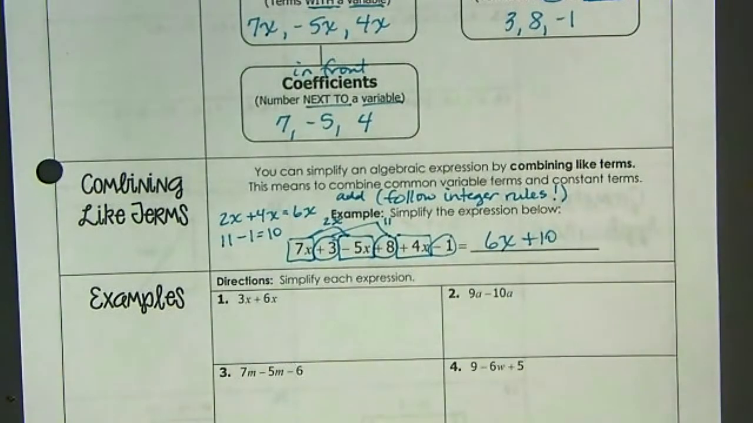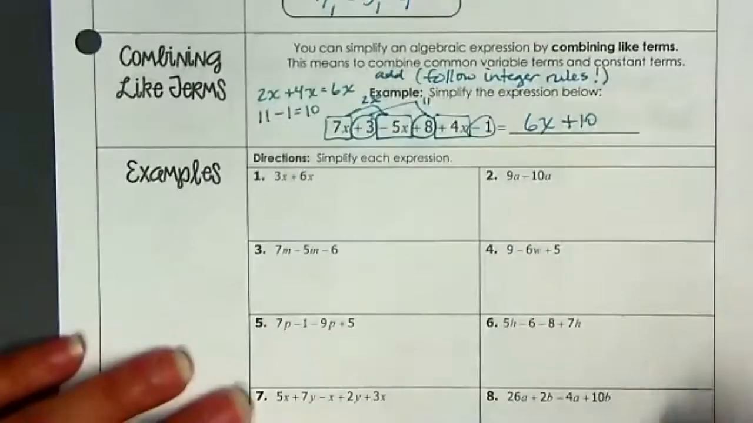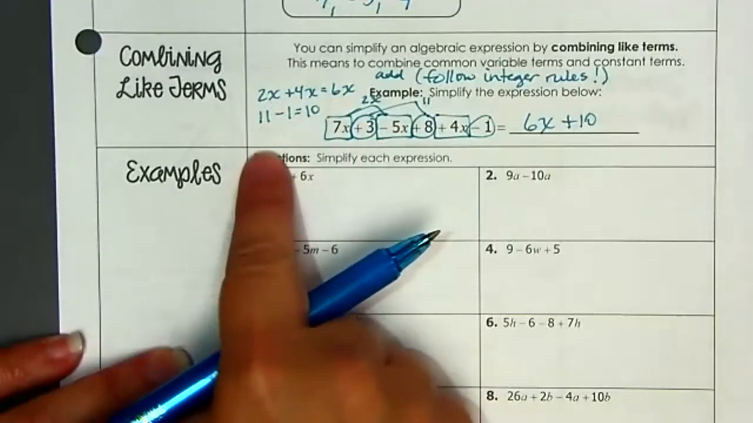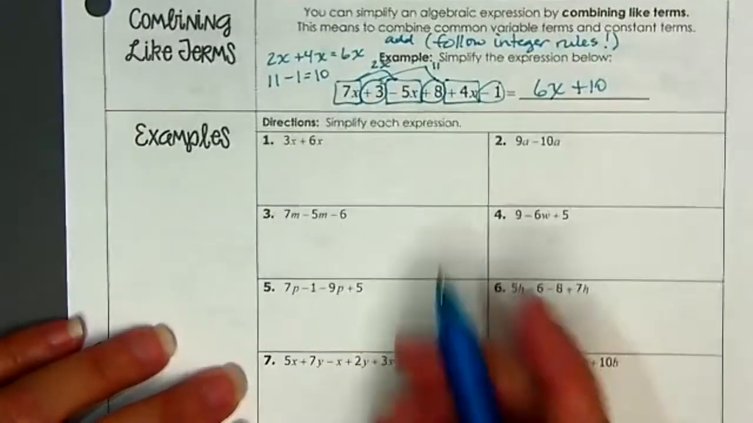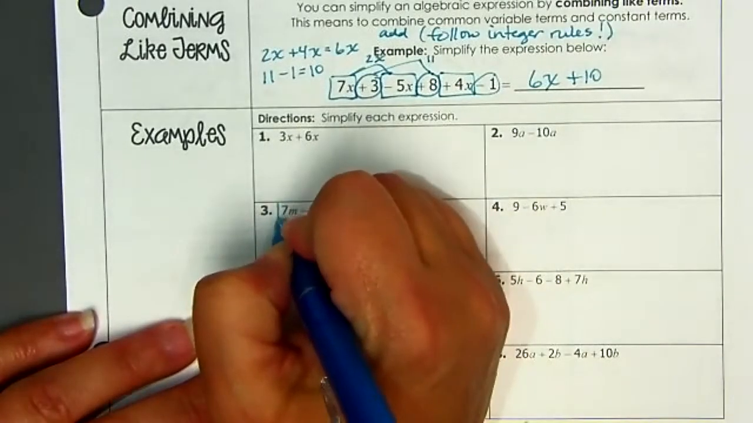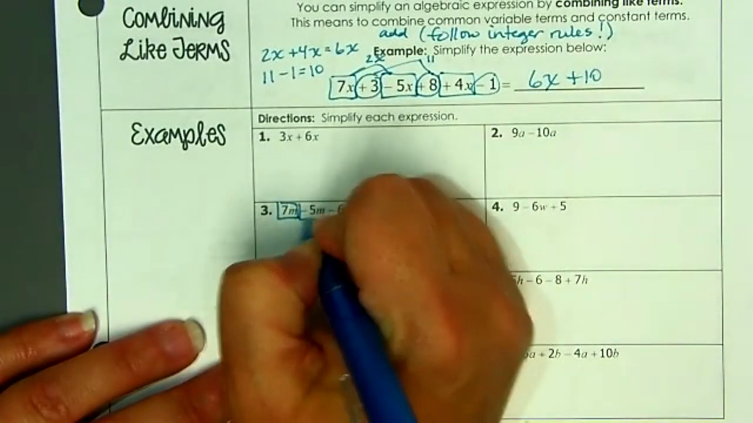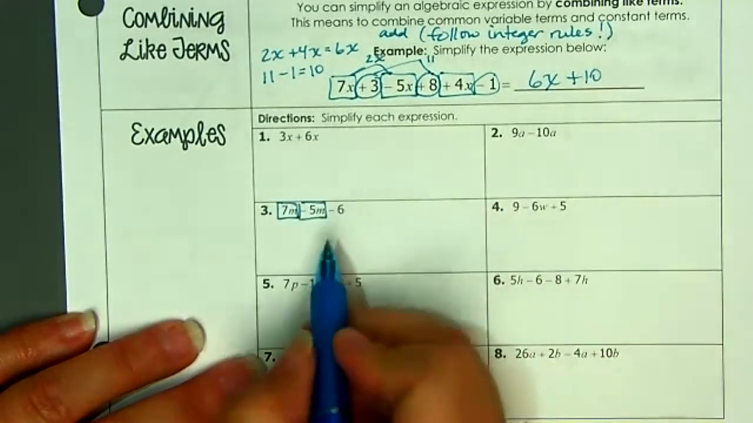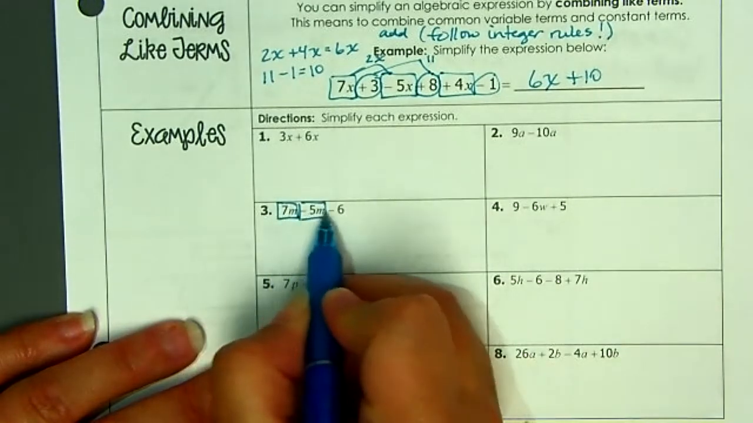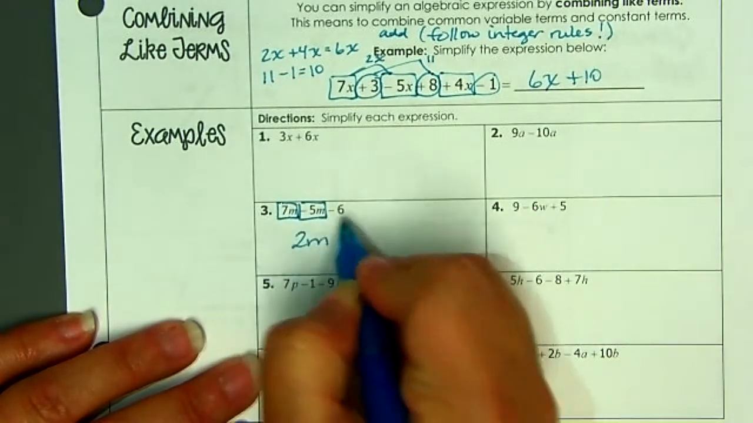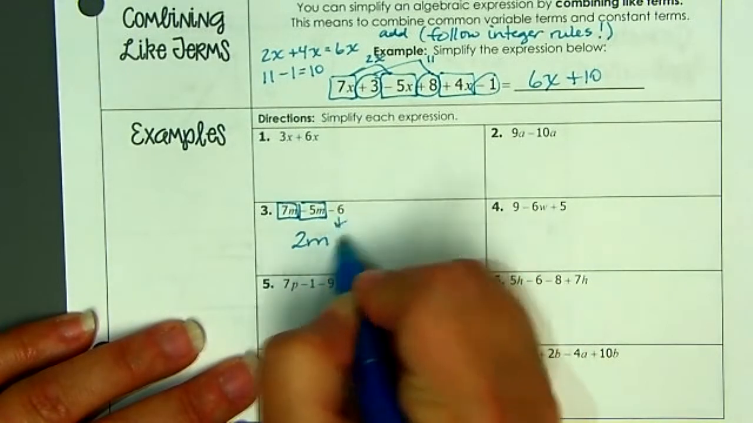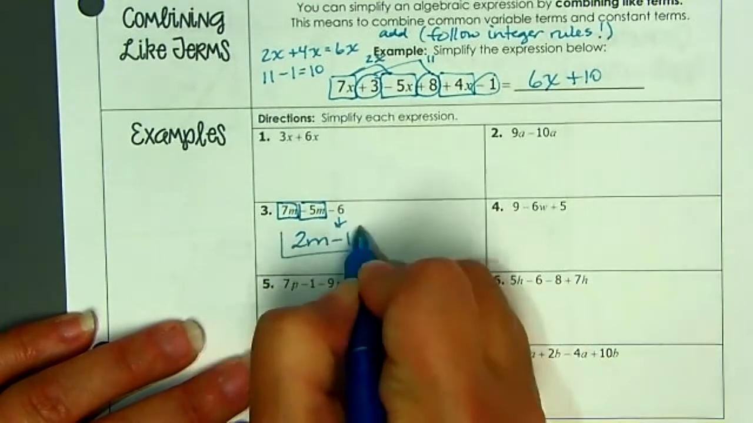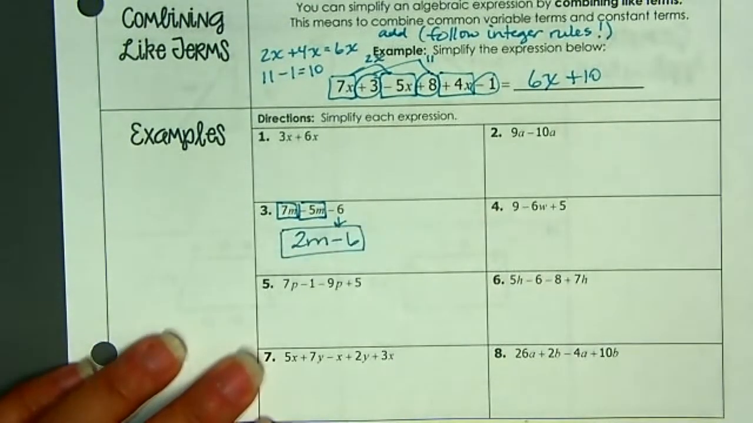Okay, now we're going to go through and work a couple of these. And this is not exactly how the work would be shown. I just have limited space. Okay, so here we go. We're going to jump down to number 3. So again, box my like terms, the ones that go together. 7m minus 5m, that's going to give me 2m. I don't have anything to combine the 6 with, so therefore I just bring it down, and it's 2m minus 6 as my final answer.